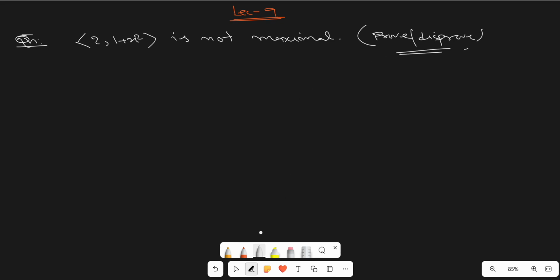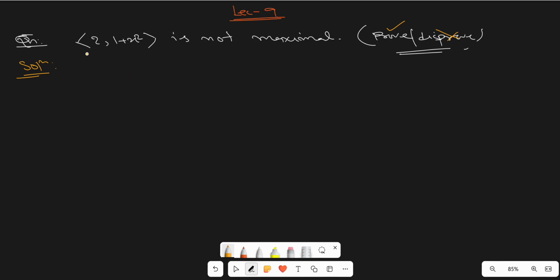So, have you tried this problem? This is an ideal generated by 2 elements, 2 and 1 plus x square. If you tried, that's okay, and if you solved it, then well done. And if you did not solve it but at least tried, I can give you the solution, right? This can be proved, it cannot be disproved. So I'll prove it.